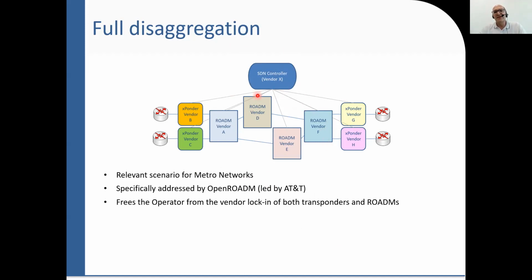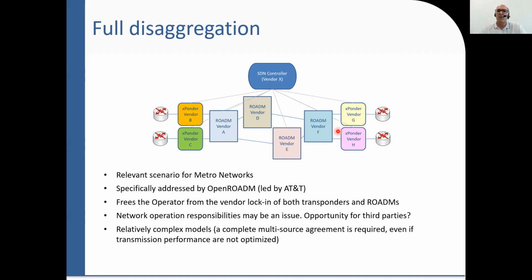So the idea here is that the vendor lock-in is not only removed in terms of transponders, but also for the ROADMs. The model here is necessarily more complex. So you need to define everything from the data plane up to the control plane. So it's really a multi-source agreement. And here we have to address a lot of issues related to the transmission performance, which of course cannot be really optimized because you cannot really know and handle all the details of proprietary transmission modules. So the agreement for AT&T is to standardize everything related to the transmission aspects in such a way that they can control in a careful way all the network provisioning and operations.